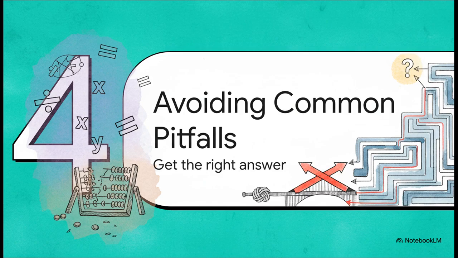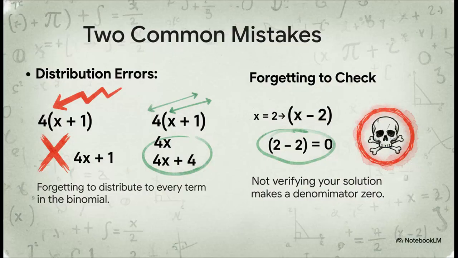So, getting an answer is one thing, but getting the right answer is what really counts. Let's talk about the common traps that people fall into when they're solving these. There are two really big ones. First, just like we saw in that last example, forgetting to distribute correctly. You have to multiply that number on the outside by every single term inside those parentheses.